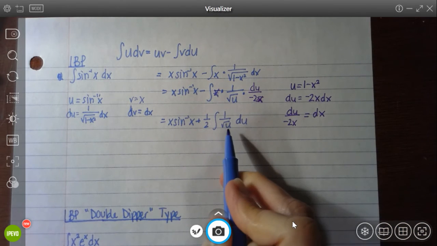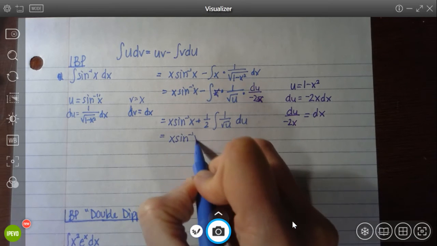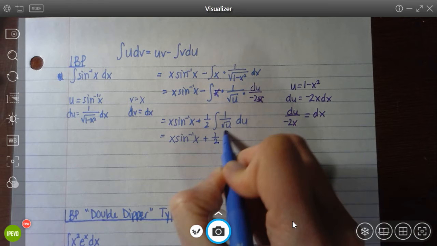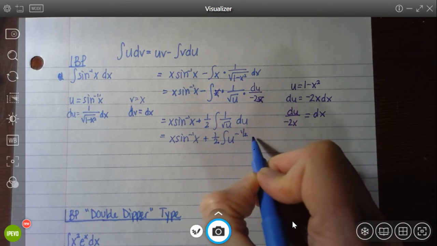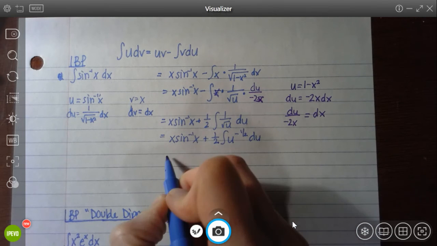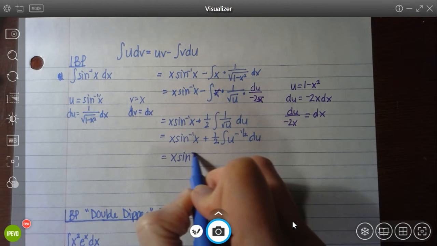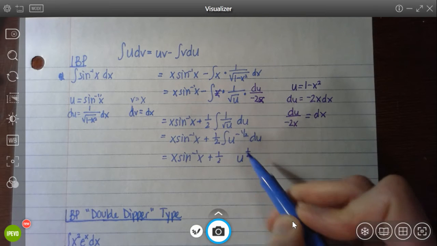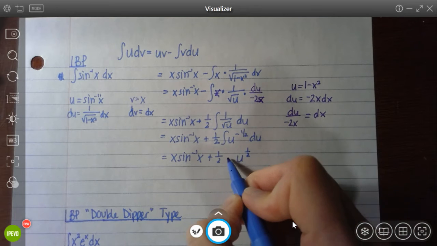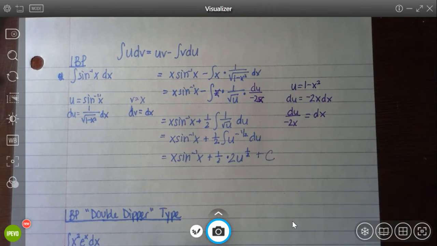We can rewrite this as u to the negative 1/2. So we're going to get x times the inverse sine of x plus 1/2 the integral of u to the negative 1/2 du. And we can now find that antiderivative. So we would get x inverse sine of x plus 1/2. We're going to add 1 to that exponent, so that would become u to the positive 1/2, and then we multiply by the reciprocal. We're done anti-differentiating, so we're going to take care of our plus c.